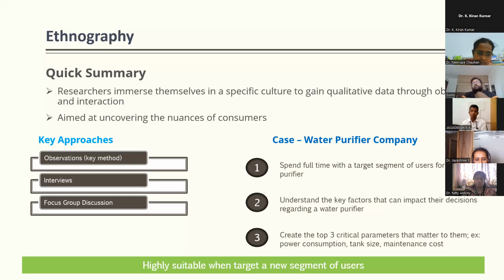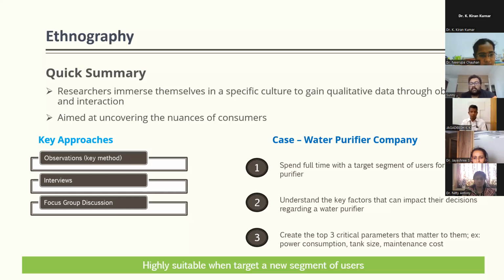Right. For example, again, let's take a water purifier as an example. If a water purifier company wants to understand a consumer segment and do an ethnographic study, what they would do is they would definitely spend a lot of time with the target segment of users that they want to target, and understand their lifestyle in detail. For example, are they very concerned about their power consumption, or is it about tank size because they don't always have access to electricity, or is it the maintenance cost, because they can probably buy a machine for 10 or 15,000, but they can't afford to keep 3,000 or 4,000 every year?